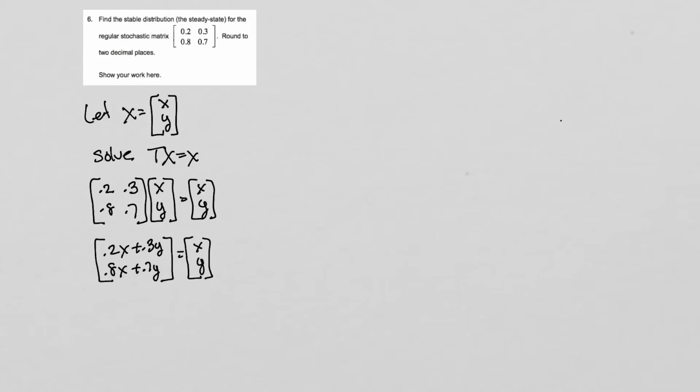And now we know that two matrices are equal if they're equal component-wise. So this component must be equal to that component. This component must be equal to that component. So let's set those equal. I'll do it up here at the top. We're going to get 0.2x plus 0.3y equal to x, and then 0.8x plus 0.7y equal to y. And now we've got a system to solve.